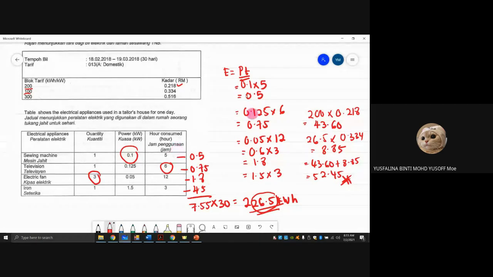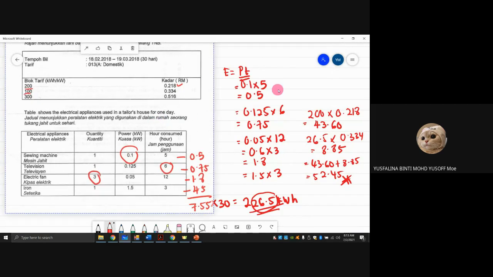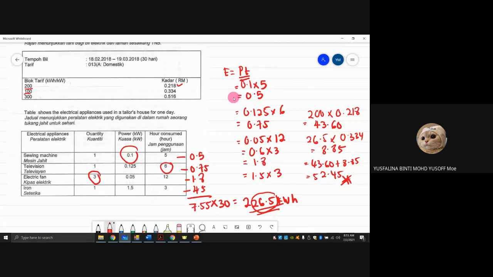So this is how you calculate the electricity bill. This is the example for the calculation. Remember, it must be in kilowatt hour. Okay, so I think I will stop until now.